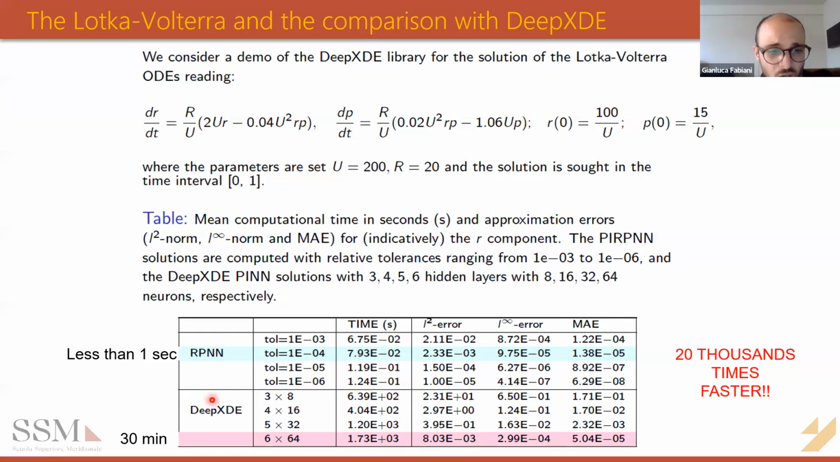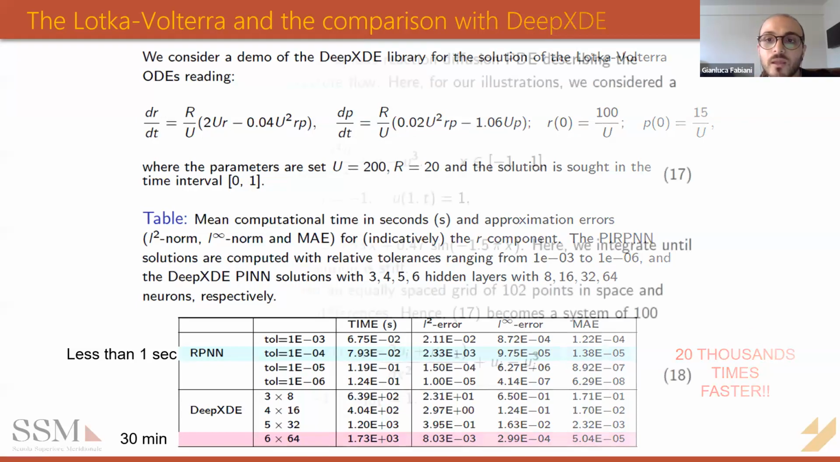While when you use DeepXDE, you have to set the number of hidden layers. Okay, we selected 3, 4, 5, 6 layers and respectively 8, 16, 32, 64 neurons to get a sort of convergence. An acceptable result was gotten for the last structure with an L2 error of 10 to the power minus 3. But to get this result, this takes 30 minutes. So actually, our result is 20,000 times faster than DeepXDE.